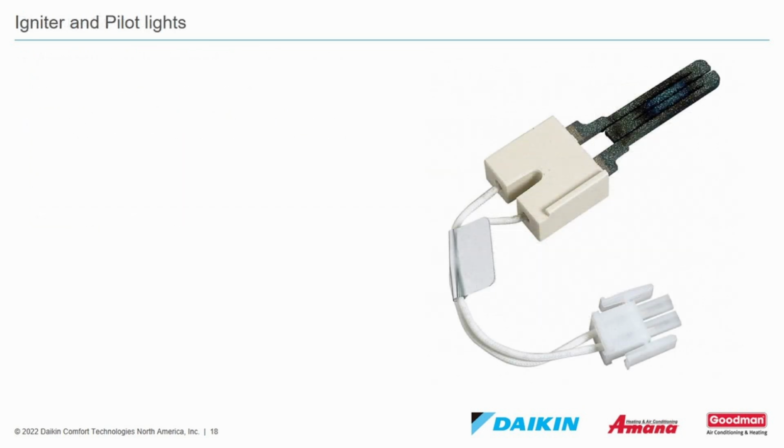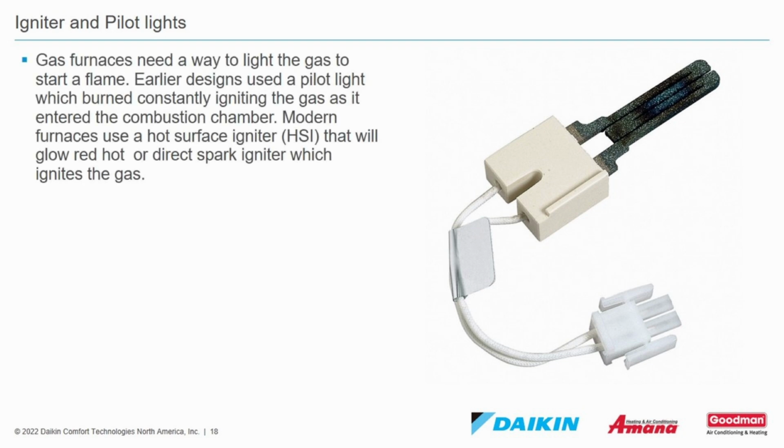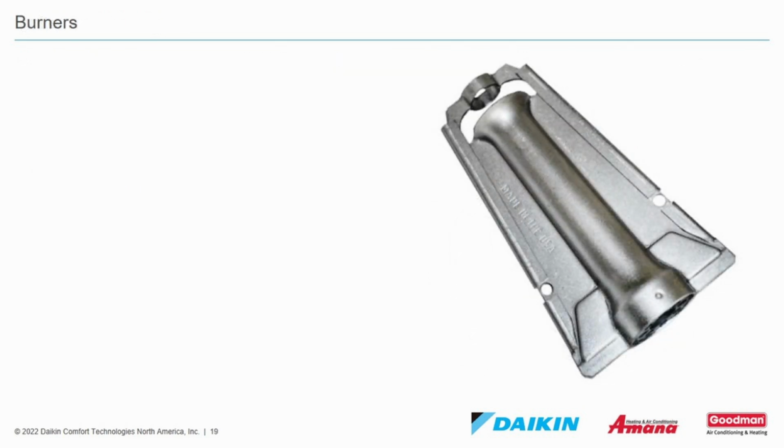Igniter and pilot lights. Gas furnaces need a way to light the gas to start a flame. Earlier designs used a pilot light, which burned constantly, igniting the gas as it entered the combustion chamber. Modern furnaces use a hot surface igniter, or HSI, that will glow red hot, or a direct spark igniter, which ignites the gas. Burners. A burner is where the gas and air are combined, creating a flame that becomes the heat source.